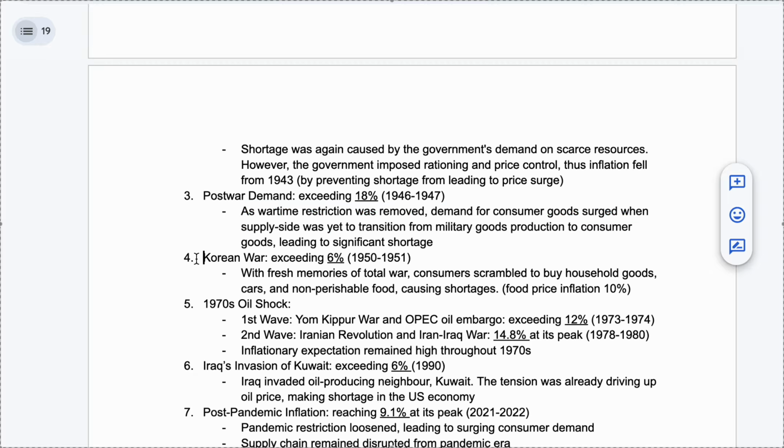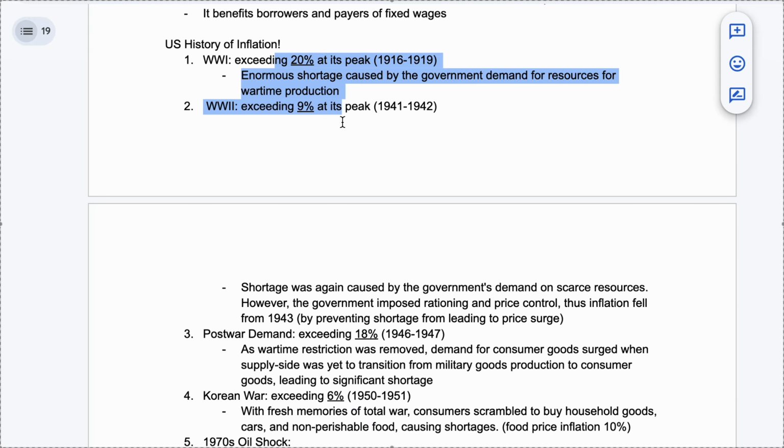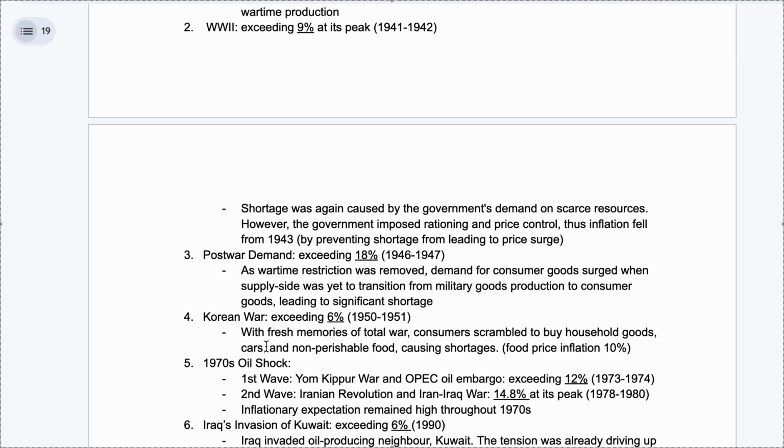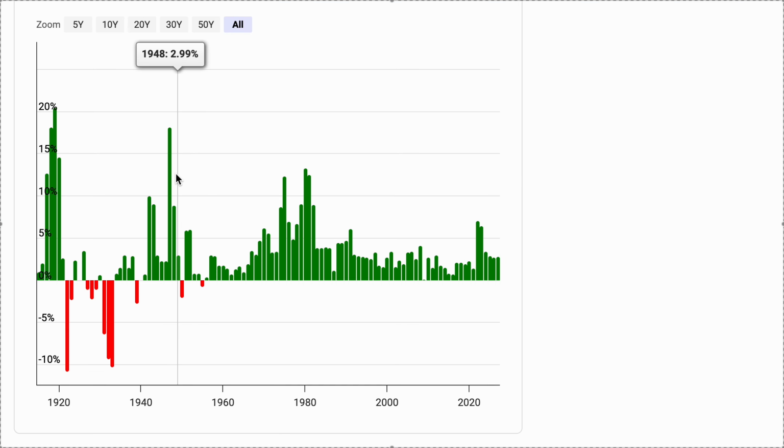And we also have the Korean War, where inflation exceeded 6%, which is not as bad as the wartime economy inflation, but it is still high. Okay, let's look at the graph. So the post-war inflation did slow down, and then it actually got to deflation, which is the general price level falling, and then it went up to almost 6% in 1950 and 1951, and it fell again.